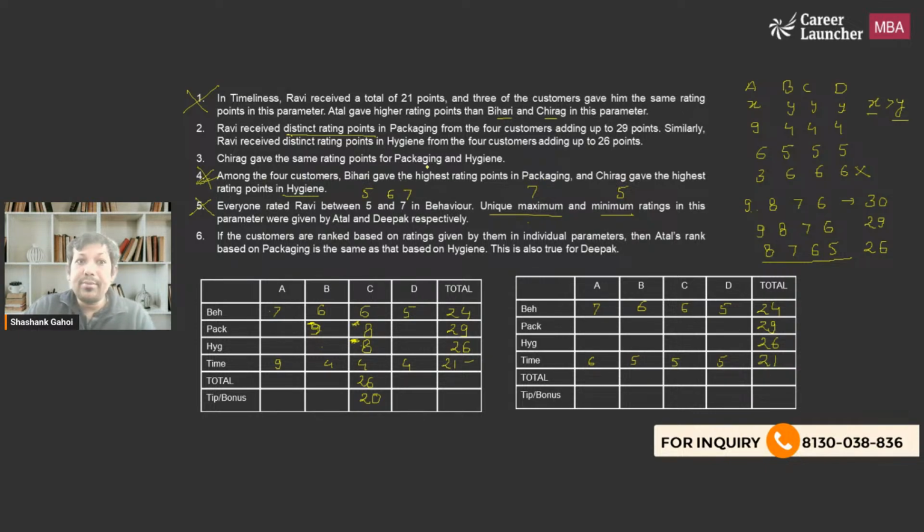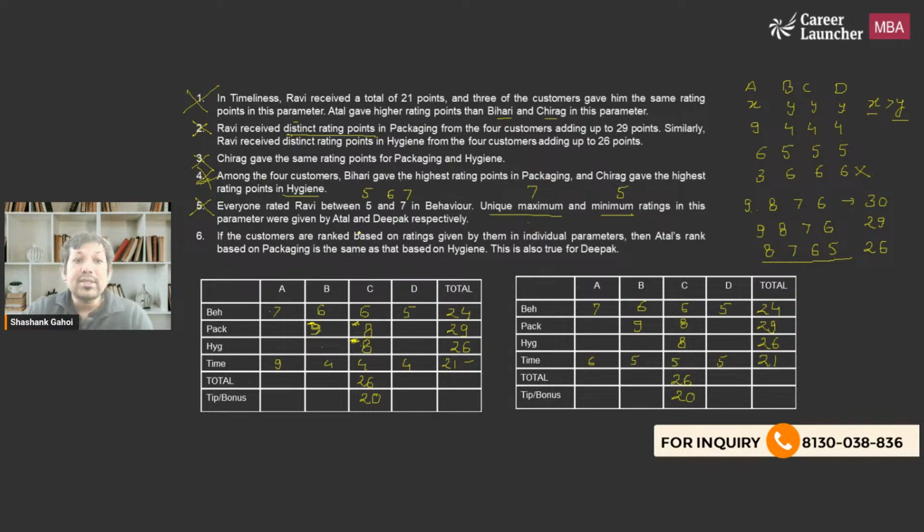Chirag gave the same rating points for packaging and hygiene. Okay, so this is also used. Let me fill the table again, the second one, 9, 8, 8. Okay. And this is going to be 26. So he is going to receive a bonus of 20 rupees. Okay. Now, this we have completely used, so putting across.